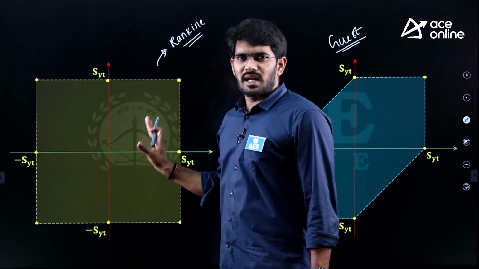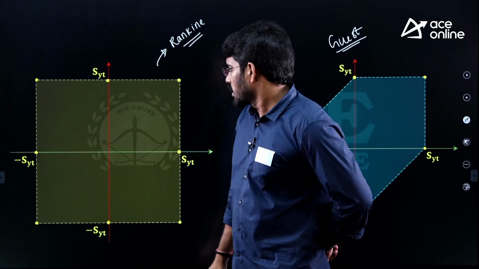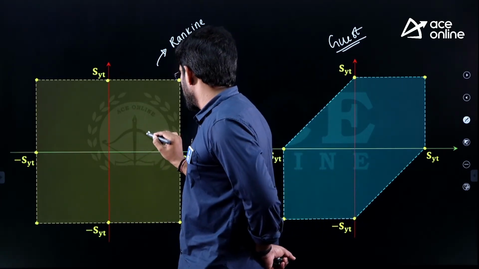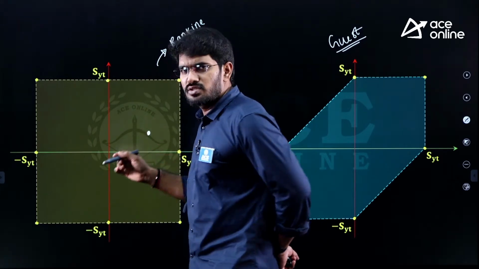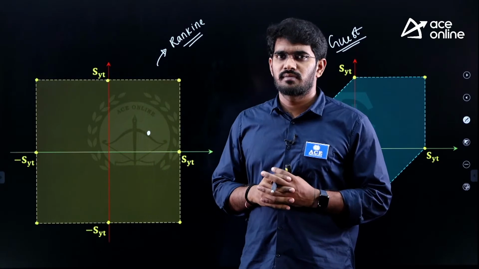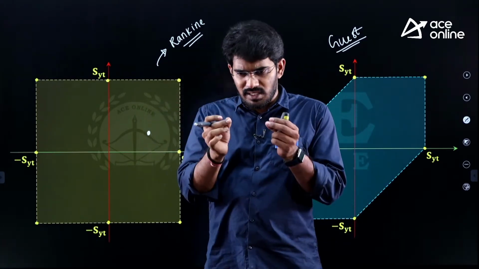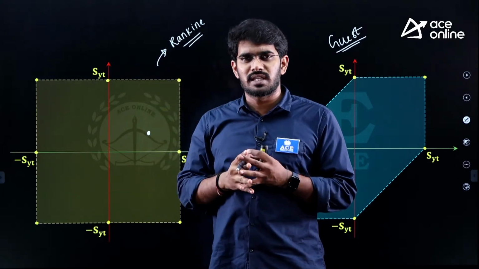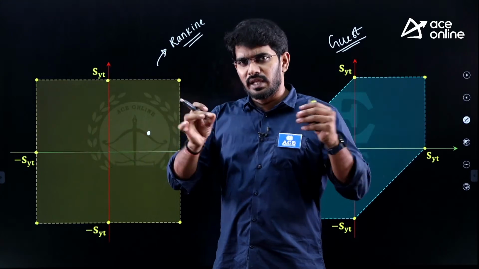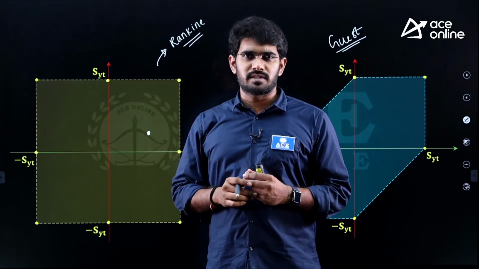Now, what are these graphs representing? Observe carefully. Let me assume that there is a point here. We are assuming that we are loading in the x direction as well as in the y direction, that is, in the two principal directions. Let me assume that the final stress on the particle in the x direction is 100 megapascal, and in the y direction is 50 megapascal.